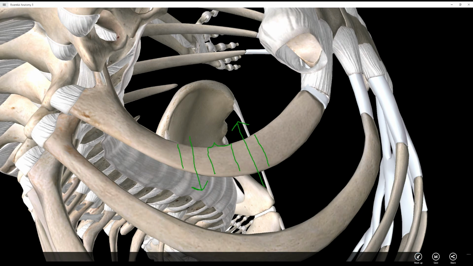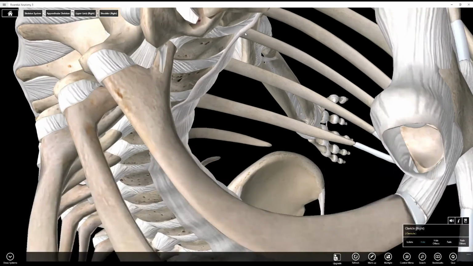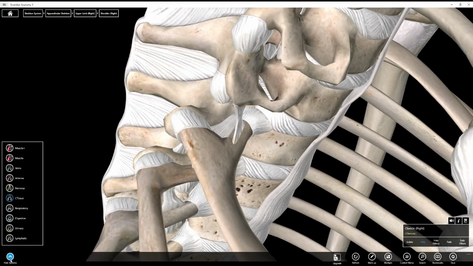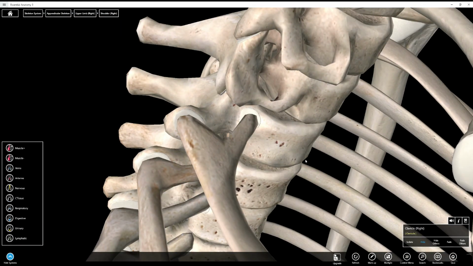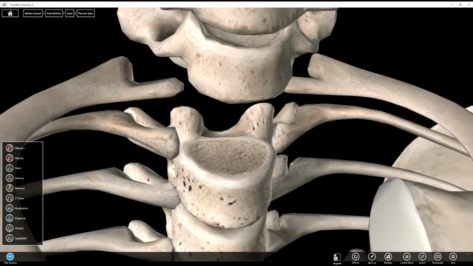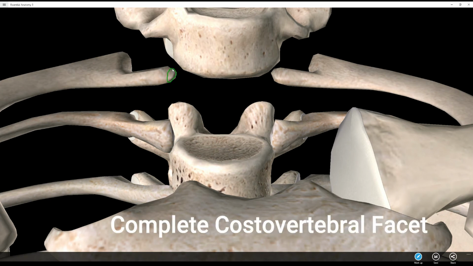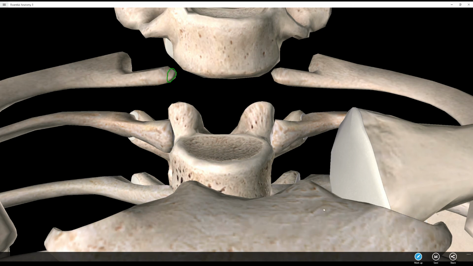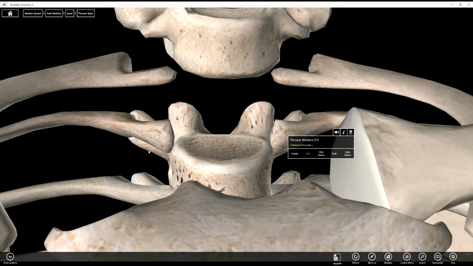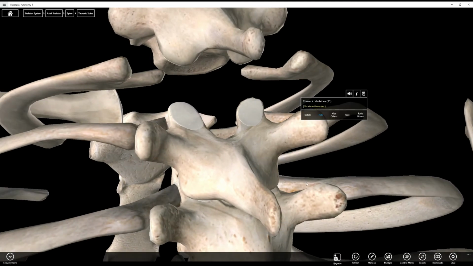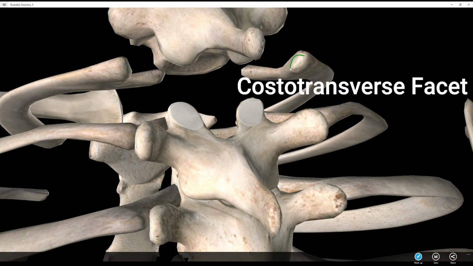This rib does have a complete facet. It doesn't have a demifacet. It's one of the handful of ribs that has a complete articulation with its vertebral partner. So if we remove this, we can see right there on the top of the head of the rib is a complete facet. And that matches the complete costovertebral facet on the thoracic vertebra. And then it does have an articulating tubercle as well, like the other ribs, that articulates with the costotransverse facet of the vertebra. And that articulating tubercle is right there. And that's it for rib 1.